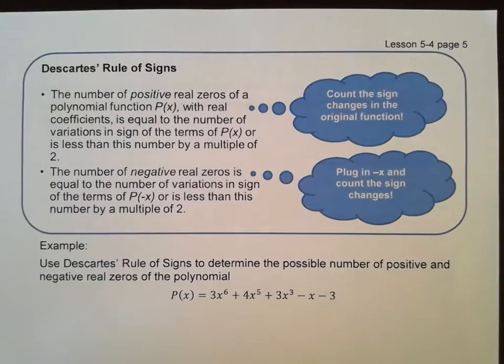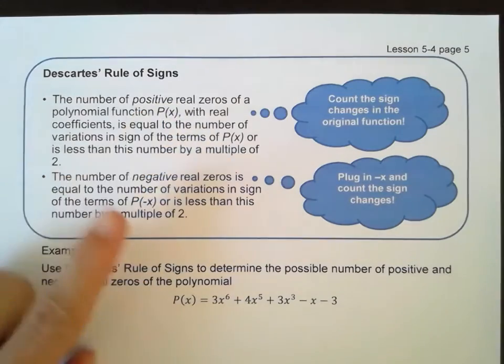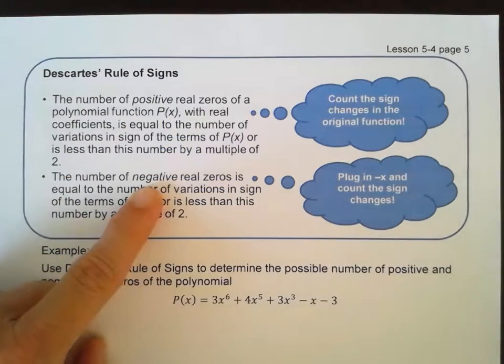So we do have another little trick we can use for determining all the zeros of our polynomial, and it's called Descartes' rule of signs.